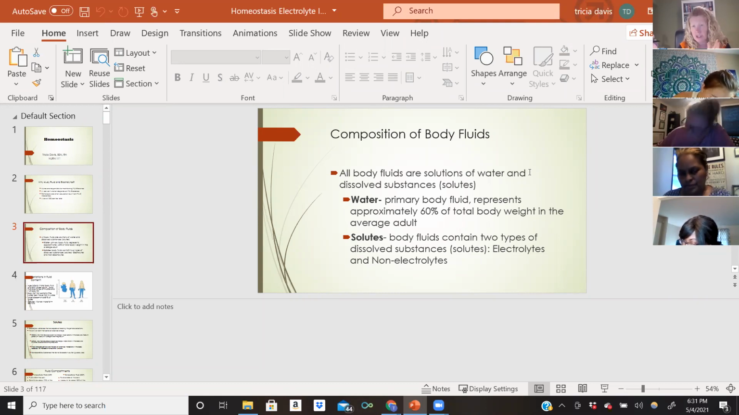It changes for children. Children are the opposite end of the spectrum. We'll talk about that later. So 60% water for us. As far as solutes, our body fluids contain two types of dissolved substances. We have electrolytes and then we have non-electrolytes, okay? This is the composition of our body fluids.